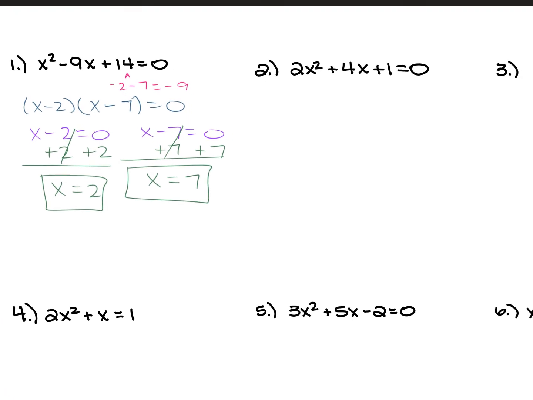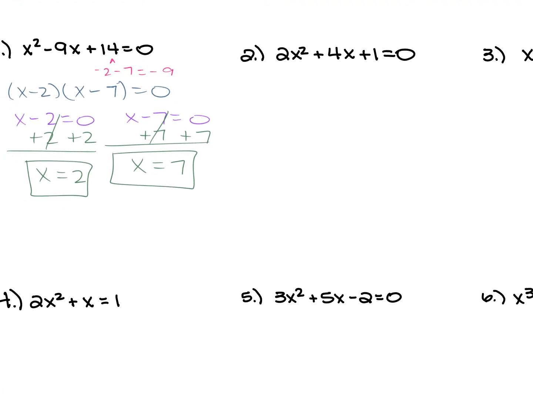For number 2, you have 2x squared plus 4x plus 1 is equal to 0. You have all of your terms on the same side, and this is equal to 0. You do not have a greatest common factor. Your a is not 1, so multiply your a and your c. 2 times 1 is 2. There are no factors of 2 that add up to be 4. So because this cannot be factored, you have no solution for this one.